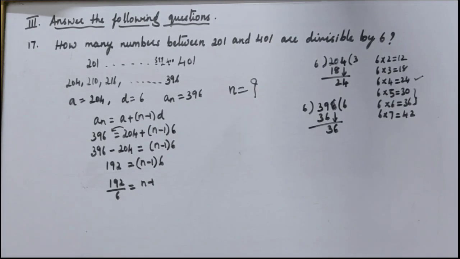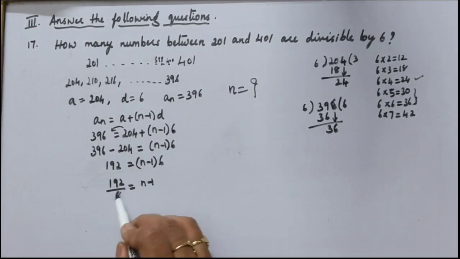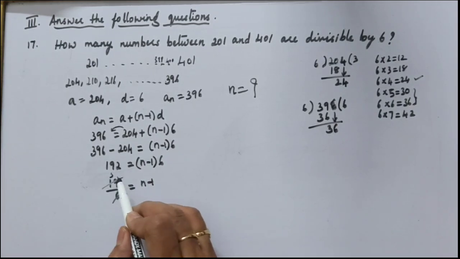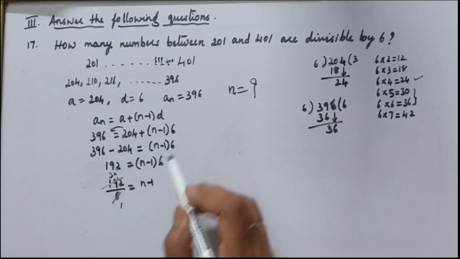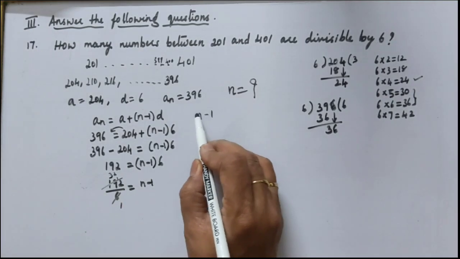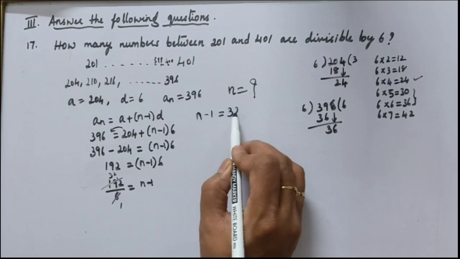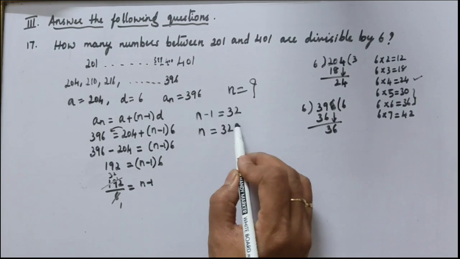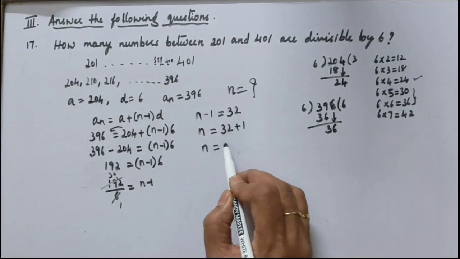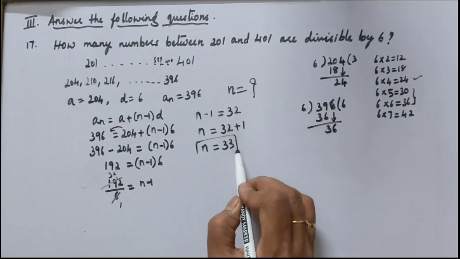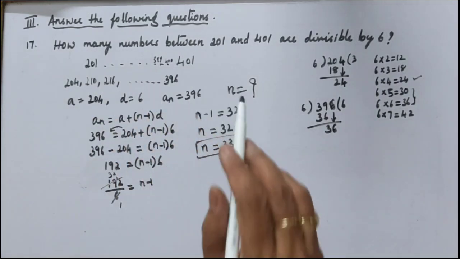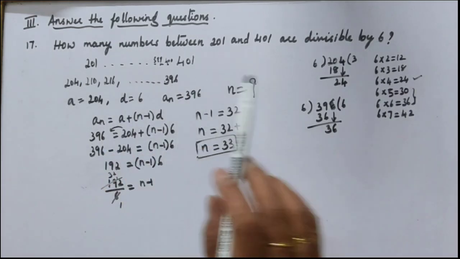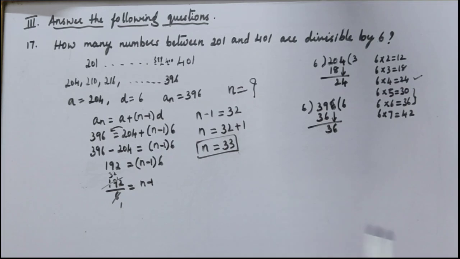Okay. Now let us divide. 6 threes are 18, 1 remainder, 6 twos are 12. So we got here n minus 1 is equal to 32. Let us take this to the other side. n equals 32 plus 1. n is equal to 33. So the number of terms, how many numbers are present between 204 and 396, it is 33 numbers which are divisible by 6 here. I hope this is clear to everyone.